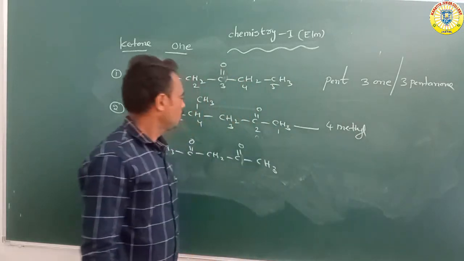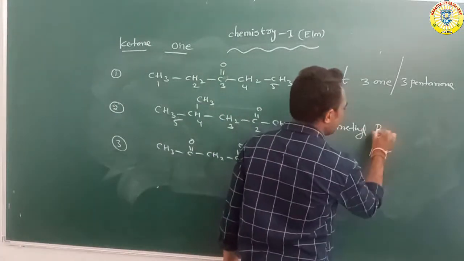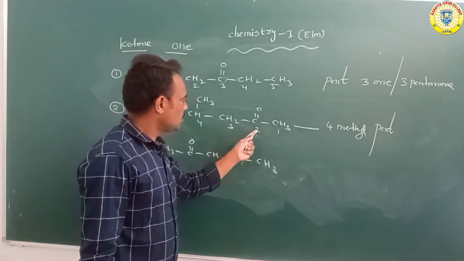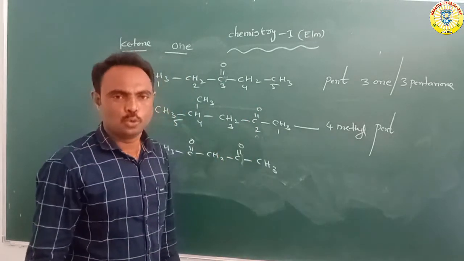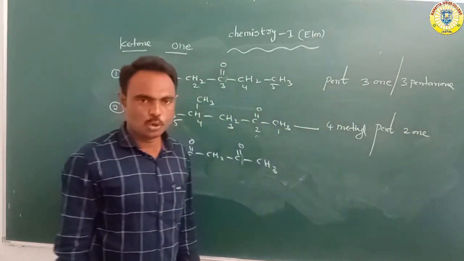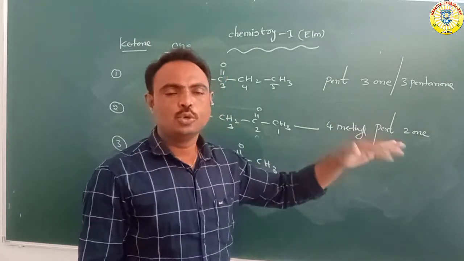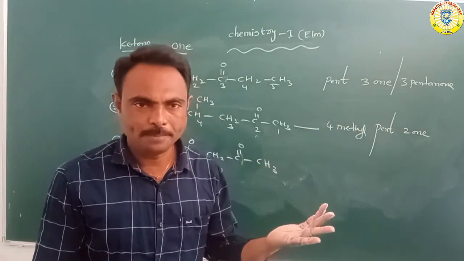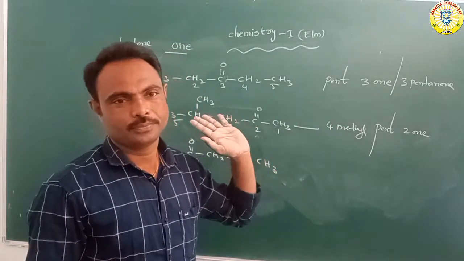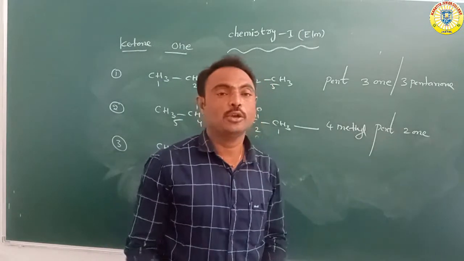4-methyl. So how many carbons? 5 carbons, which means pent. Next, the second carbon is attached with the ketone group, so we write 2-one. So 4-methylpent-2-one, or another name, 4-methyl-2-pentanone. Okay, 4-methyl-2-pentanone.